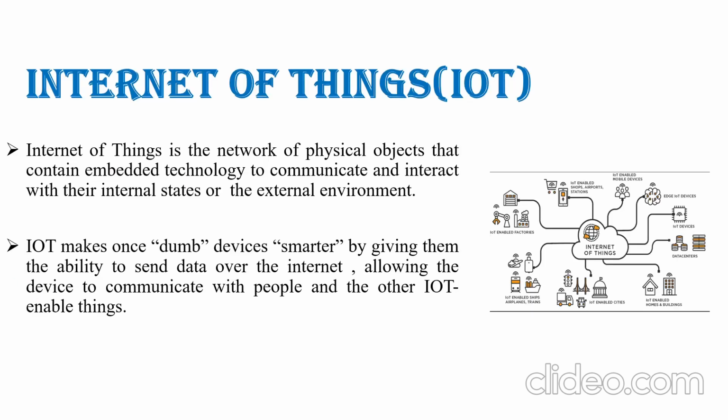Then we have Internet of Things, that is IoT. Now what is IoT? IoT is the network of physical objects that contain embedded technology to communicate and interact with their internal state or external environment. IoT makes one's dumb devices smarter by giving them the ability to send data over the internet, allowing the device to communicate with people and other IoT enabled things. Here you can see a brief diagram to know more about Internet of Things.